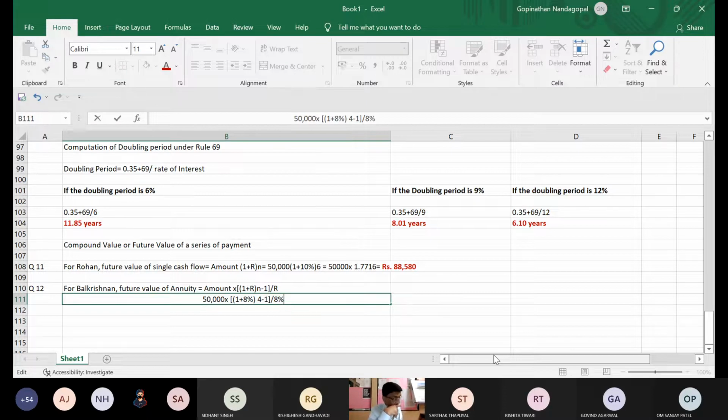Hello. Yes, sir. How much do you get? Sir, without 25,000, it's 15.7375. How much do you get, Rakanna? 15.7375. Have you divided by R?